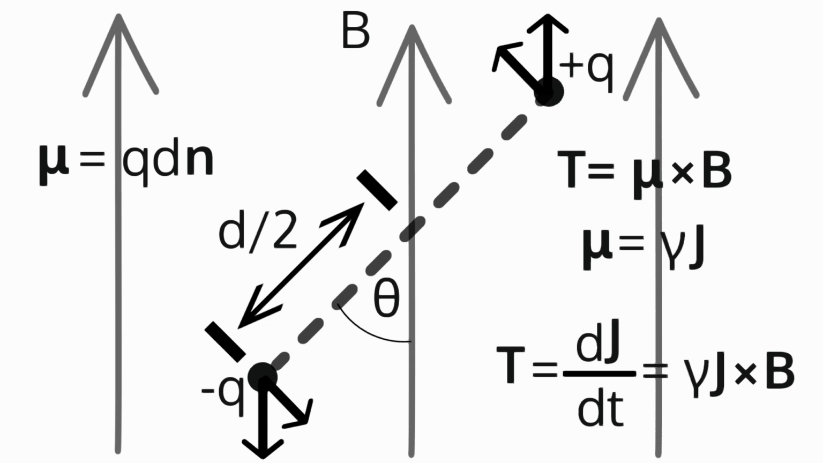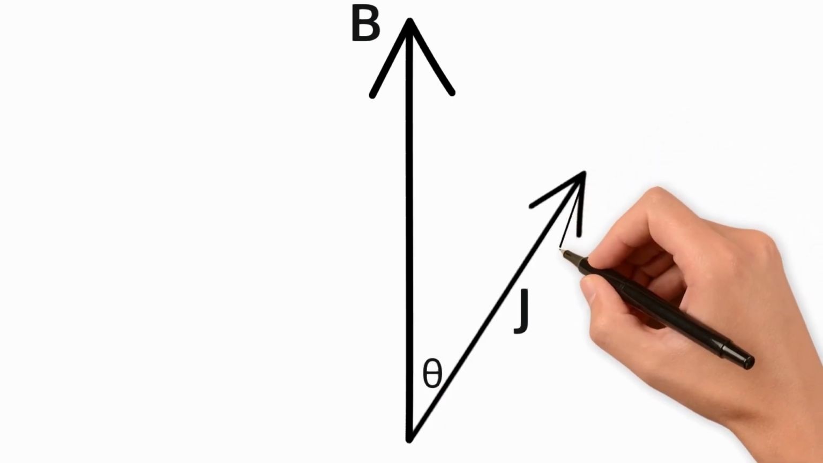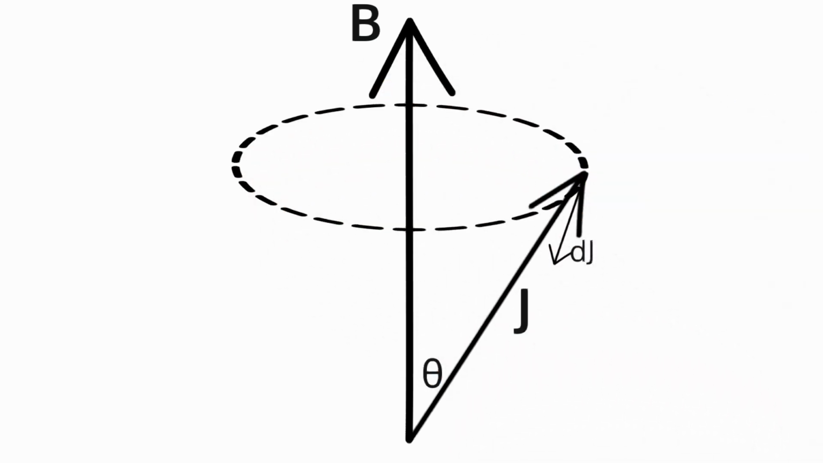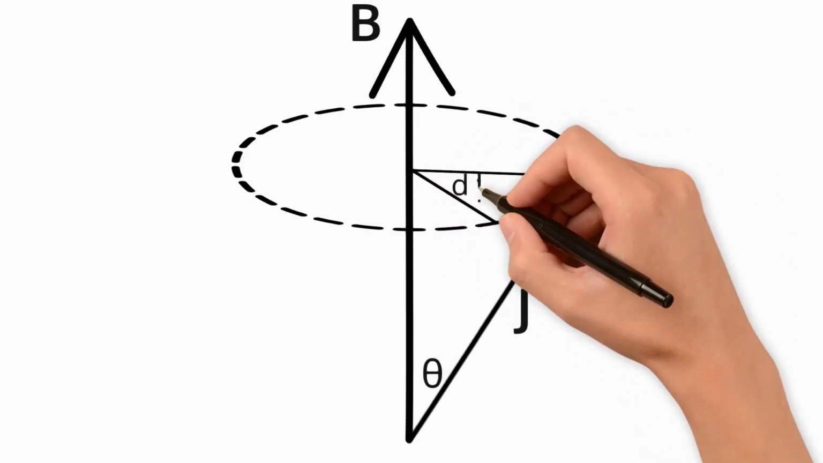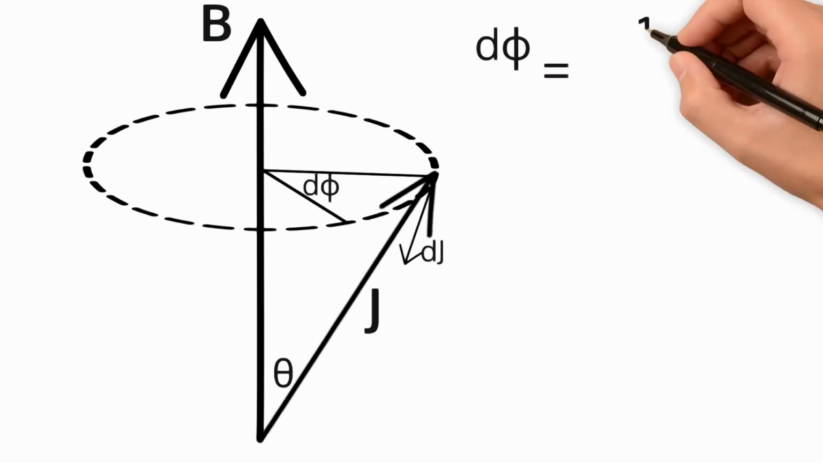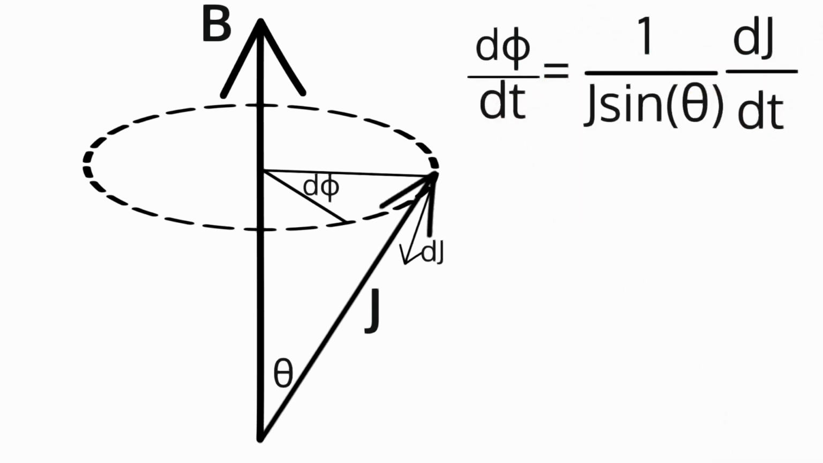Let's change perspectives to see things more clearly. Now here's the angular momentum and magnetic field vectors at one point in time. When the angular momentum continuously gains dJ perpendicular to it over time dt, it moves in circular motion through an angle dφ. From geometry, we can see that dφ equals dJ over J sin θ, hence the angular frequency dφ/dt equals 1 over J sin θ times dJ/dt.